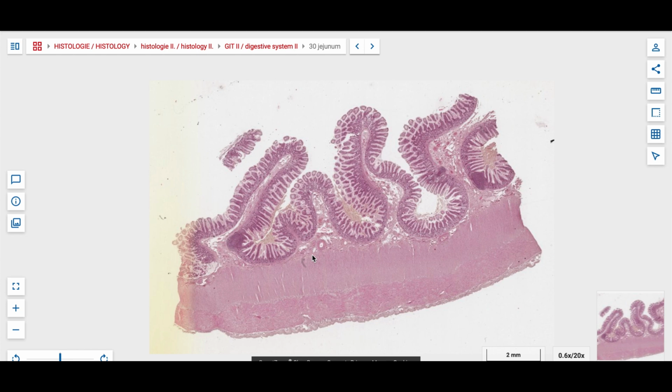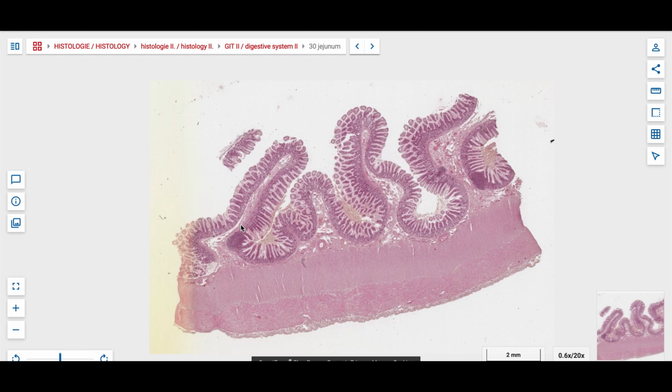Now, some other characteristics that are very important. Number one, you have Kerckring's valves. A lot of these characteristics are modifications that are there to increase the surface area of the small intestine. So these are Kerckring valves. This is a Kerckring valve. Here's another Kerckring valve. And these valves are macroscopic structures. They're composed of the mucosa and the submucosa, and they are more prominent in the jejunum.